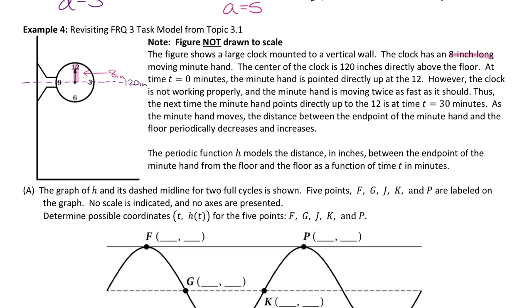At t equal to 0 minutes, the minute hand is pointed directly up at the 12, so this happens at 0. However, the clock is not working properly and the minute hand is moving twice as fast as it should. Thus, the next time the minute hand points directly up to the 12 is at time equal to 30 minutes. As the minute hand moves, the distance between the end point of the minute hand and the floor periodically decreases and increases. The periodic function h models the distance in inches between the end point of the minute hand and the floor as a function of time in minutes.